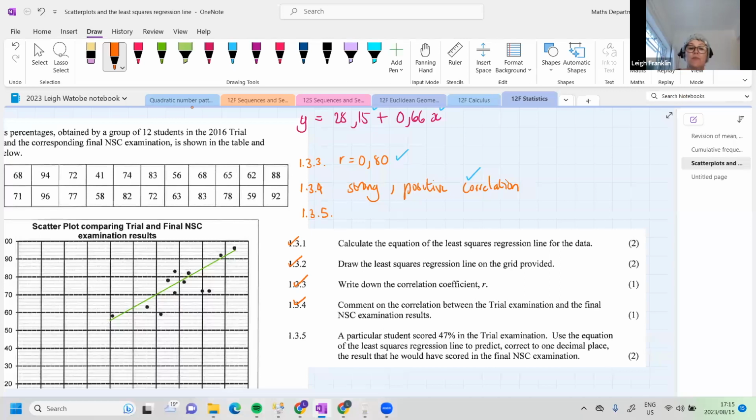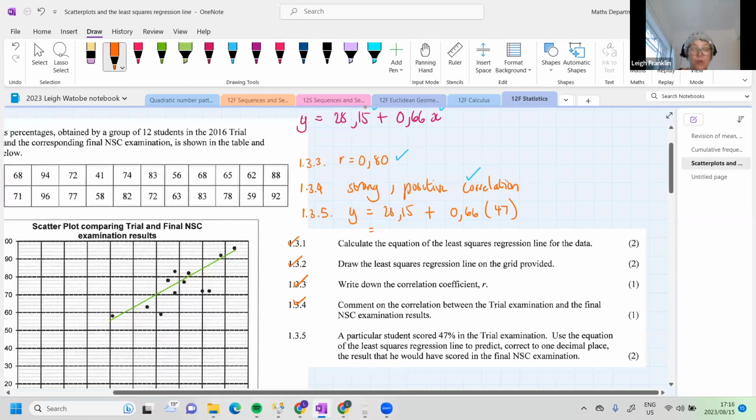Okay, then in 1.3.5, it says a particular student scored 47% in the trials examination. Use the equation of the least squares regression line to predict, correct to 1 decimal place, the result he would have scored in the final NSC examination. All right, so now we are going to sub in. So we would say y equals 28.15 plus 0.66. Remember, our trials examination were our X values. So we're going to pop in the 47 over there, and then we're going to work out what the corresponding y value would be.